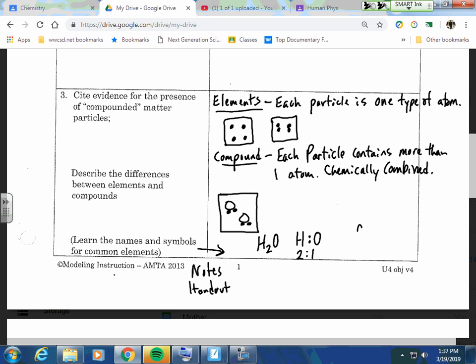If I had something like CO2, and I want to know the ratio of carbon to oxygen, you should be able to tell me that that ratio would be 1 to 2. If I had something like HF3, the ratio of H to F would be 1 hydrogen to 3 fluorines. Does that make sense?